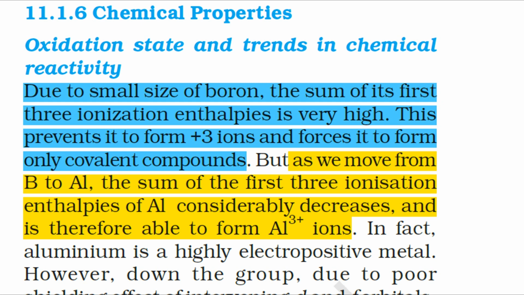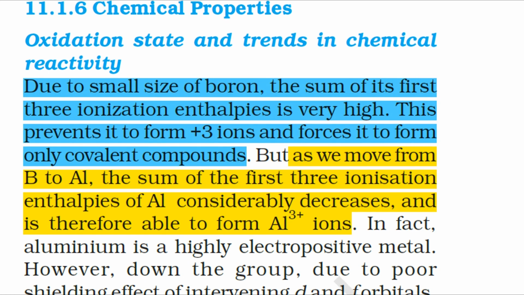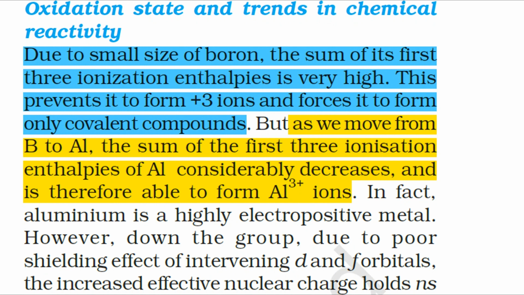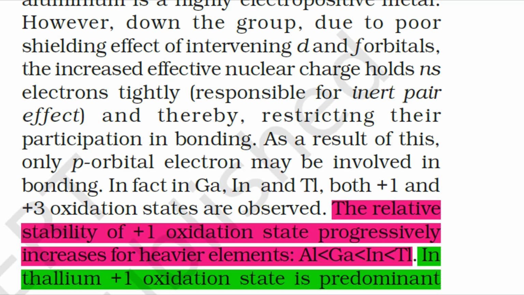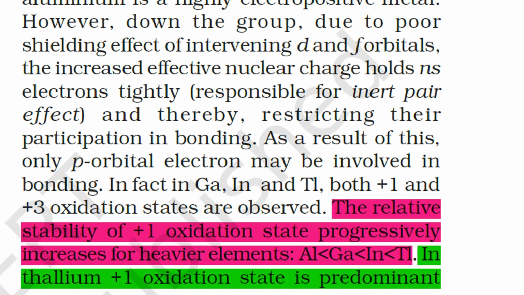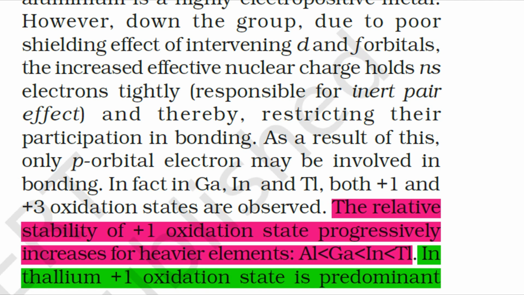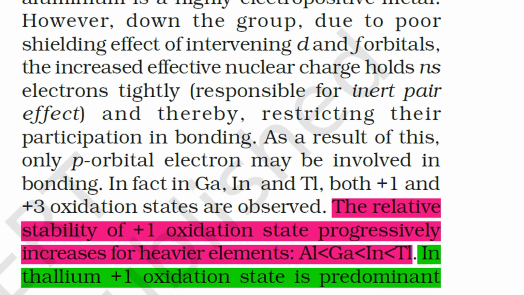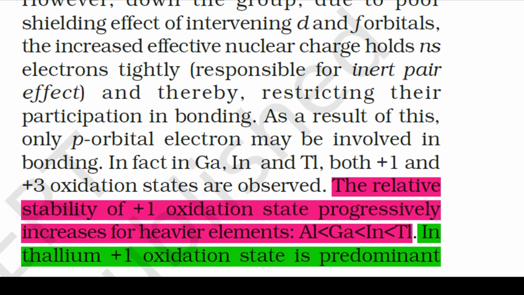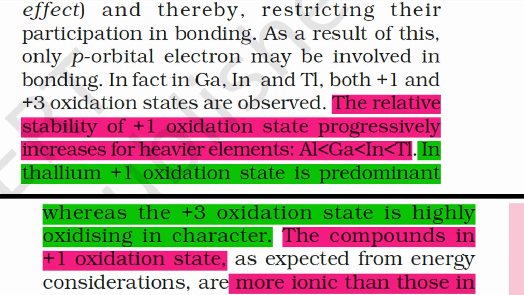As we go from boron to aluminium, the sum of the first 3 ionization enthalpies of aluminium considerably decreases and is therefore able to form Al3+ ion. And aluminium is also a highly electropositive metal. In the rest of the paragraph, it explains inert pair effect that I already explained before. So see this line, the relative stability of +1 oxidation state progressively increases for heavier elements, and the stability goes as aluminium's +1 state is less stable than gallium, gallium's less stable than indium, indium's less stable than thallium.